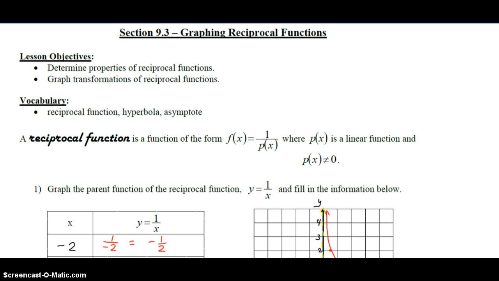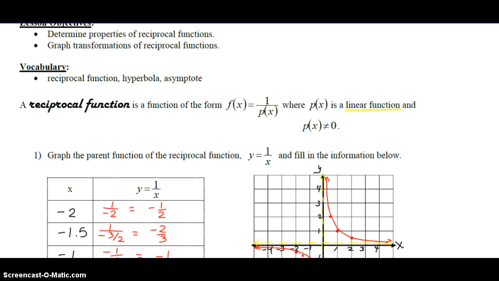A reciprocal function is a function in the form f of x equals 1 over p of x. P of x is a polynomial, but it's a polynomial that is a linear function, so it's going to be in the form y equals mx plus b, because once again it is linear only. And of course we cannot have division by 0, so p of x does not equal 0.